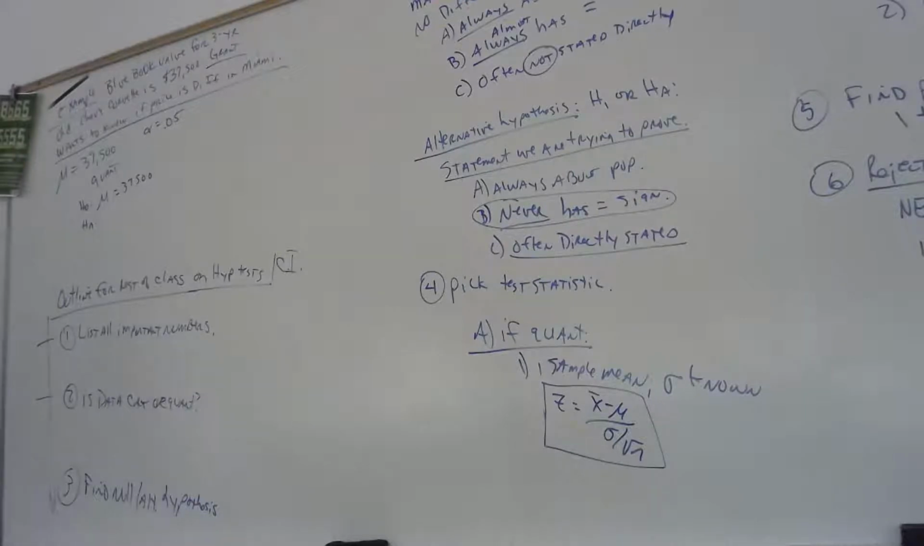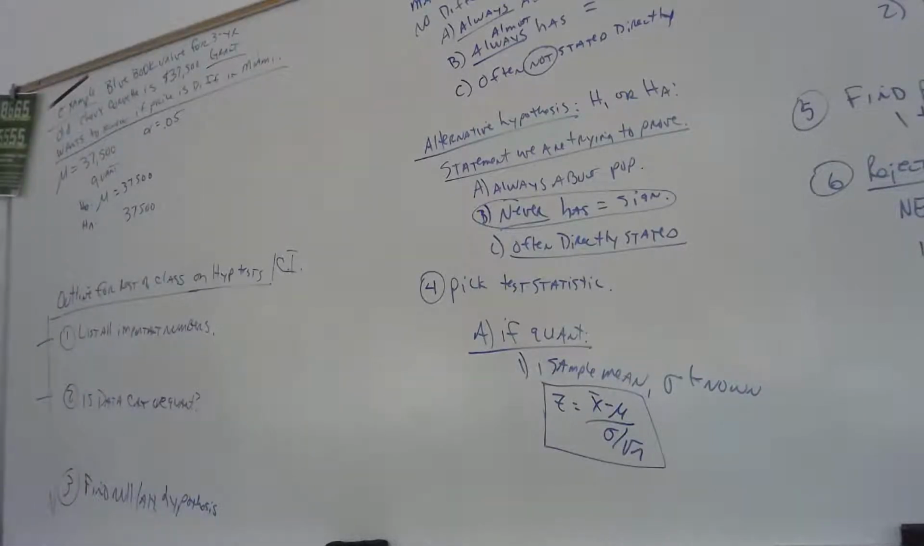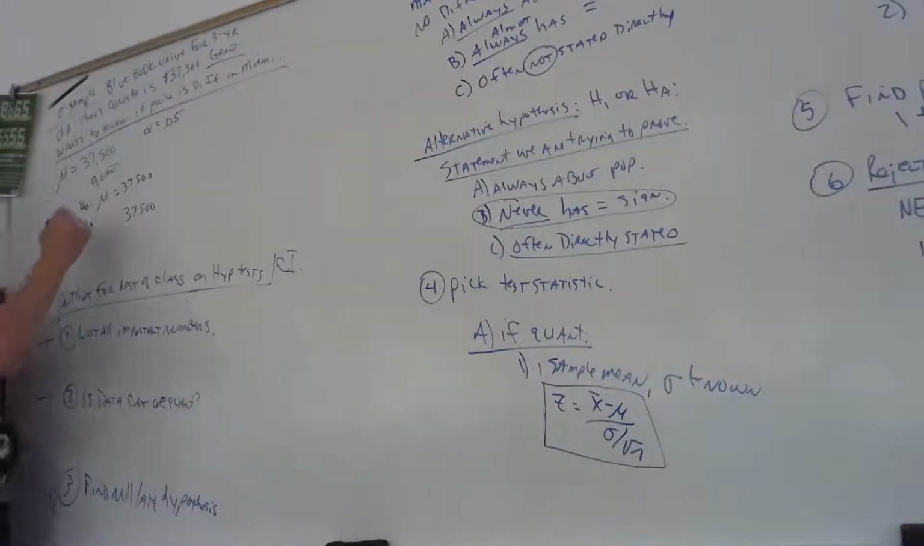My guess would have been 37,500 is less than mu, which is less than, wait, hold on. You guys are making this way too complicated. Isn't it plus or minus? I don't know. It's a mathematical symbol that none of you have ever seen before.